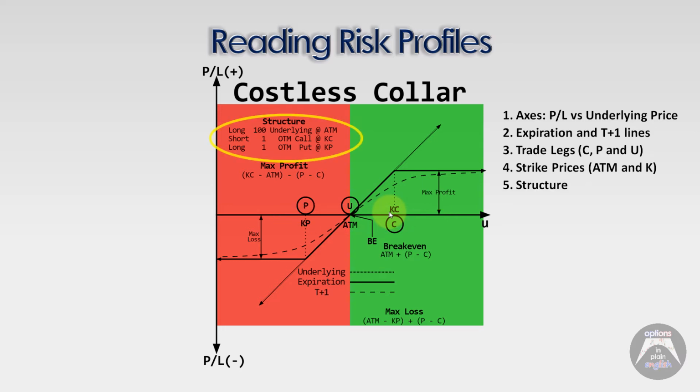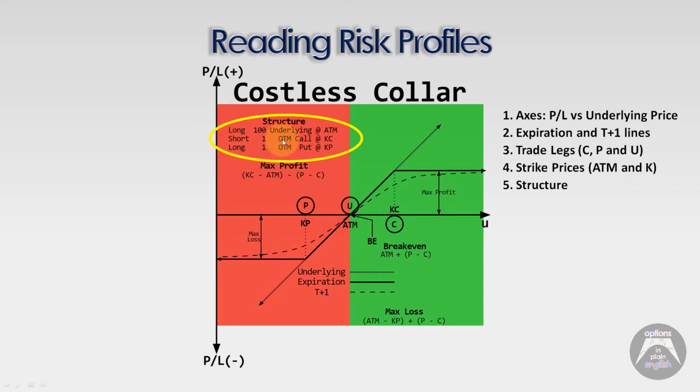Structure. So once you have identified that you need these particular legs at these particular prices, now you can have the structure of the strategy. In this case, and again, don't pay too much attention to the strategy, this is just to interpret what we have here. We'd be talking about long 100 shares of the underlying at the money, which is right here, and it's long because it's above the line.